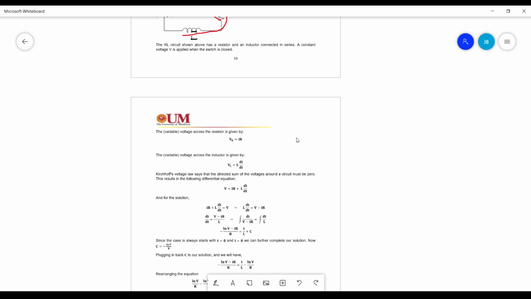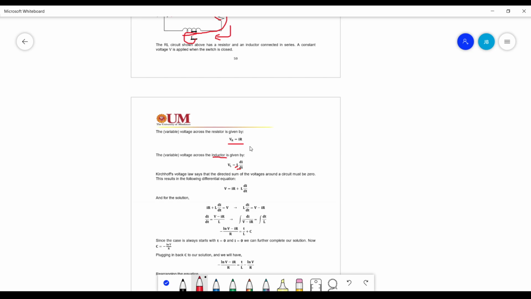Alright, so the voltage across the resistor is V equals IR. For the inductor, you have L, the inductance, multiplied by the derivative of the current with respect to time. So that's L di over dt.